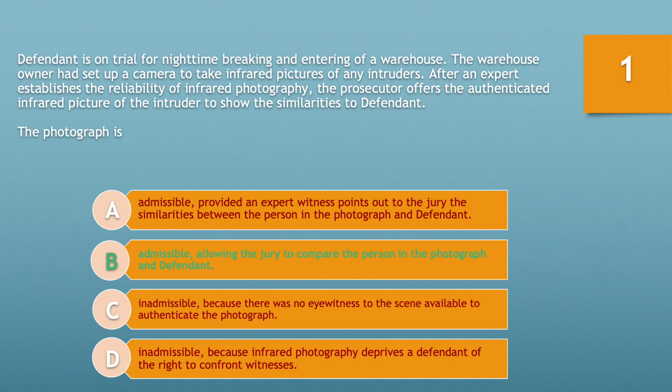If you chose B, admissible, allowing the jury to compare the person in the photograph and the defendant, you'd be correct. Every item of non-testimonial evidence must be authenticated in order to prove that the proponent of the evidence claims it to be. In this case, the authenticated infrared picture of the intruder is offered to show the similarities to the defendant. Once the infrared picture is authenticated, it is admissible without further testimony, and the jury can decide how similar the pictured intruder is to the defendant. Thus, the photograph is admissible, allowing the jury to compare the person in the photograph and the defendant.